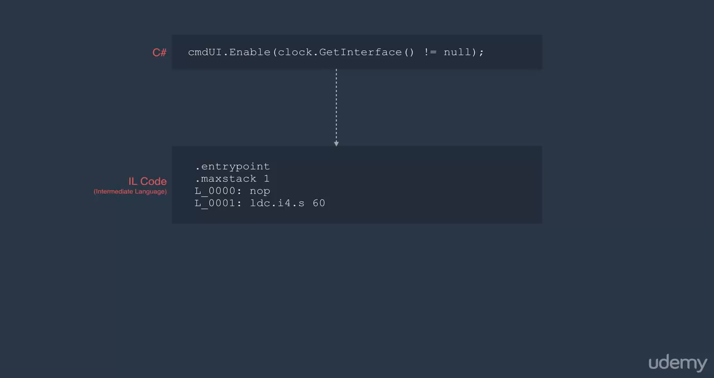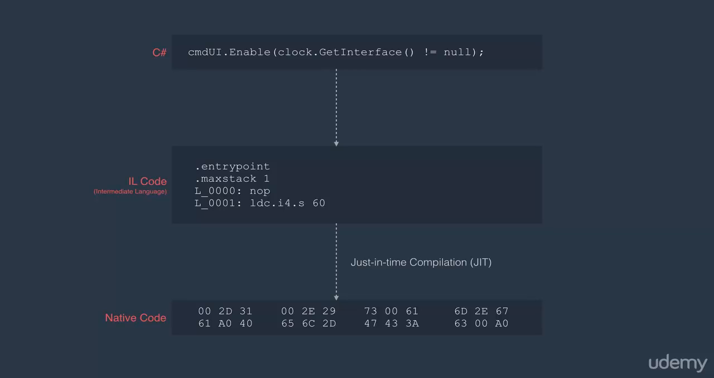Now, we need something that would translate that IL code into the native code for the machine that is running the application. And that is the job of CLR or Common Language Runtime. So CLR is essentially an application that is sitting in the memory whose job is to translate the IL code into the machine code. And this process is called just-in-time compilation or JIT.